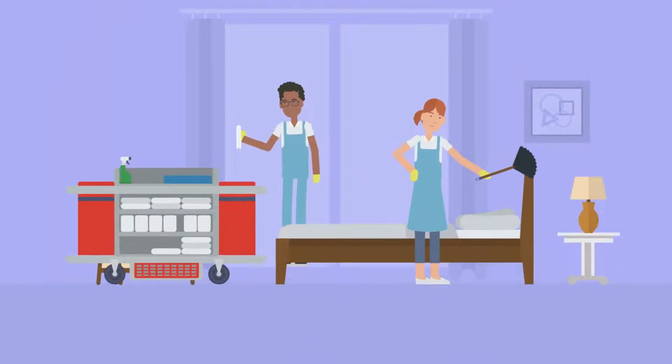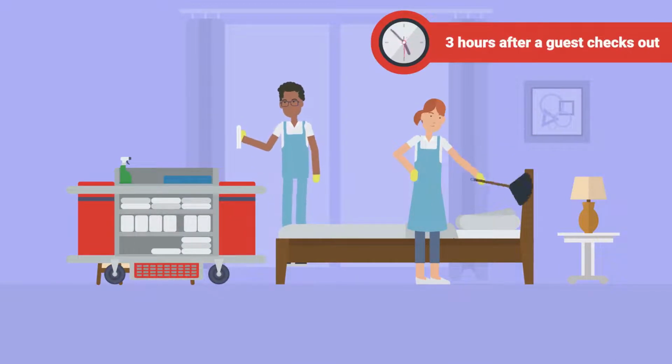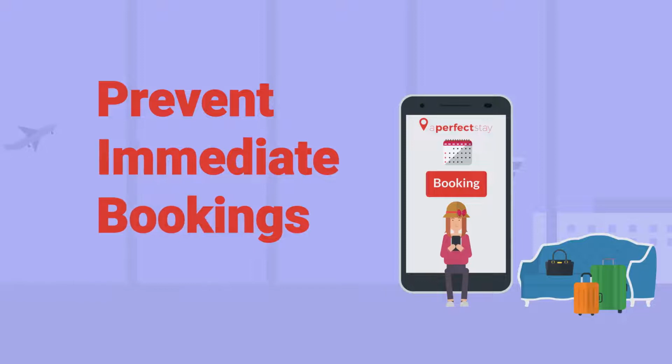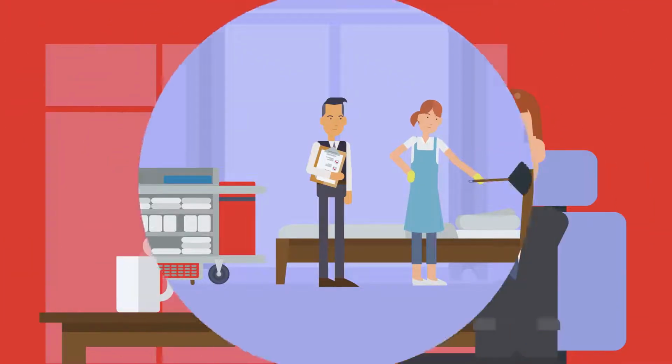For example, if a property requires cleaning for 3 hours after a guest checks out, the manager can set a 3-hour availability offset to prevent immediate bookings during that time. This gives staff members sufficient time to prepare the property before the next guest arrives.